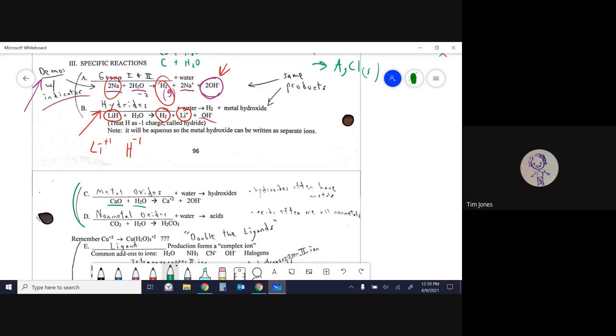Calcium stays an ion, and you end up with a hydroxide. Now, how you write this, you can write it, assuming it's in water, which it has to be because that's one of the reactants. You can write it as 2 separate ions because that's really what it is. Or if you really want to, I suppose you could write it like this.